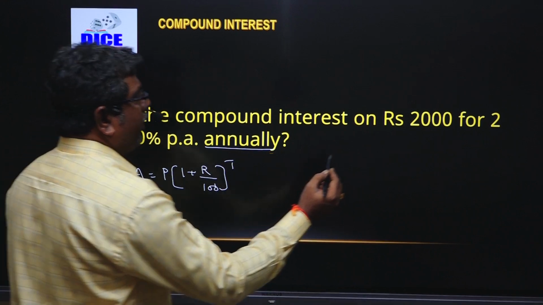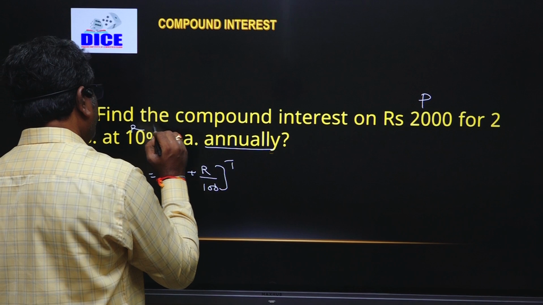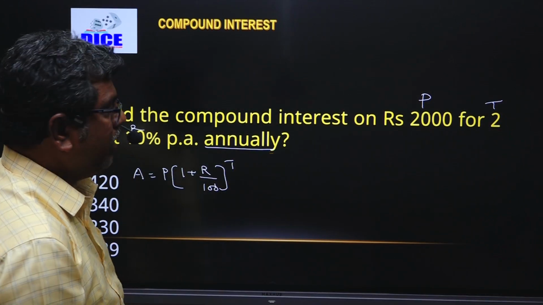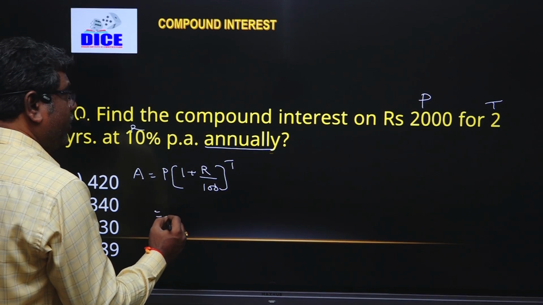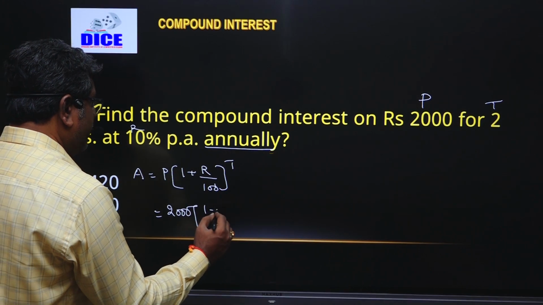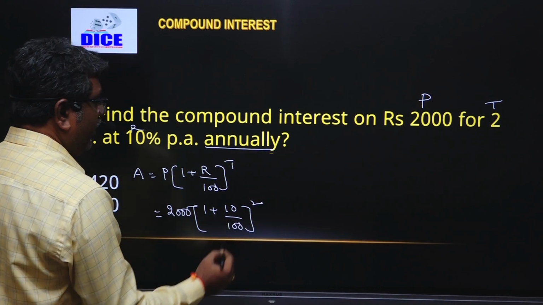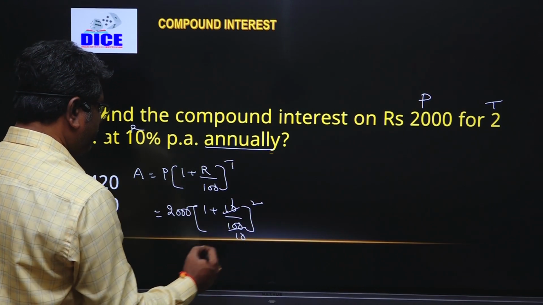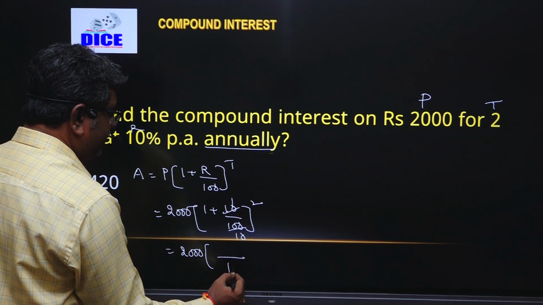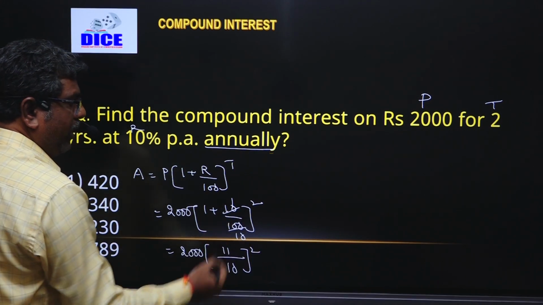Here 2000 rupees is P, R is 10%, time is 2 years. So apply all the values in the problem. Amount is equal to principal 2000 into 1 plus R 10 by 100 whole to the power of 2 years. 10 ones are 10, times 2000 into LCM is 10. 10 plus 1, 11 by 10 whole square.